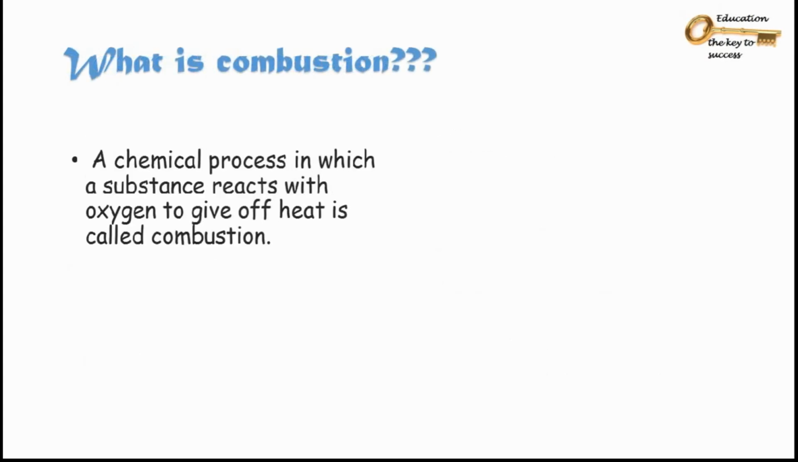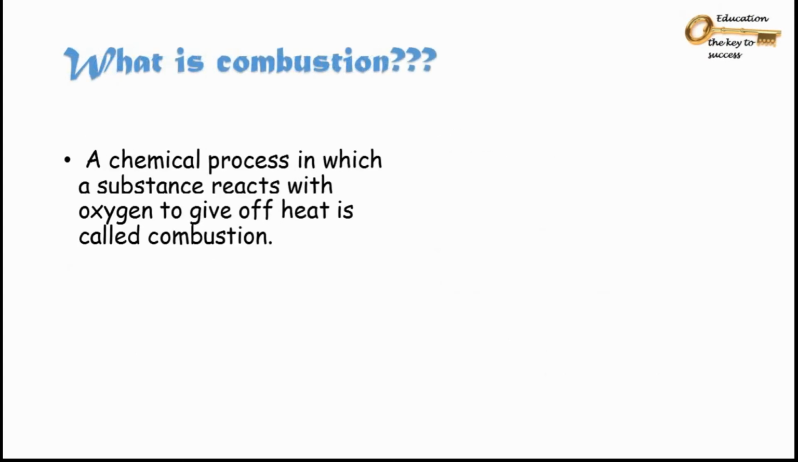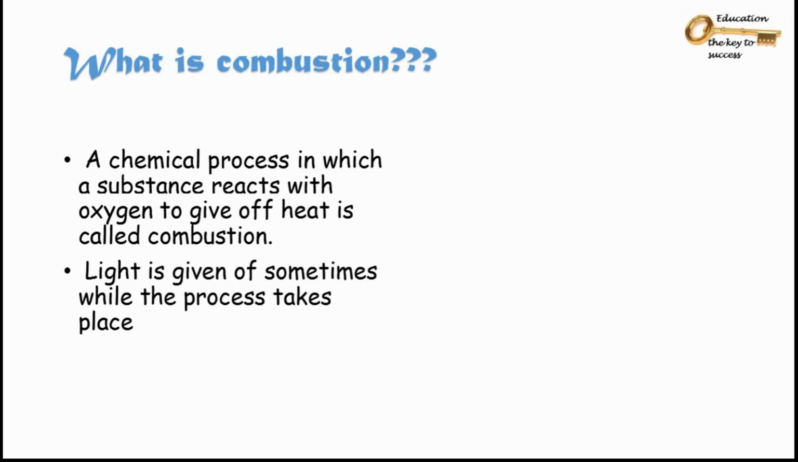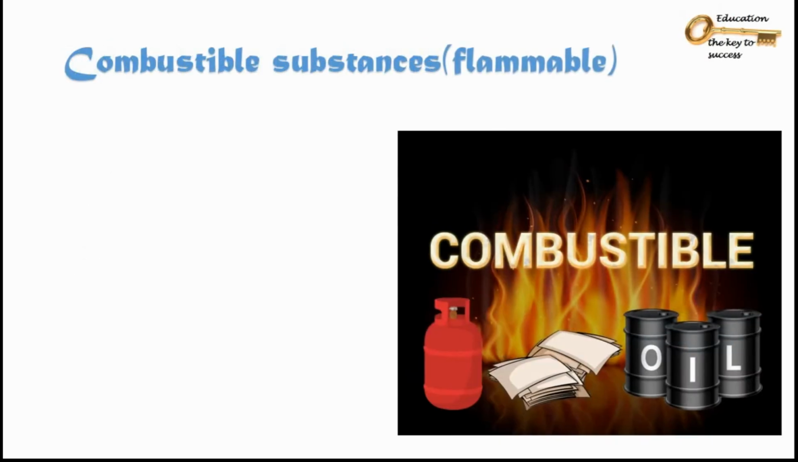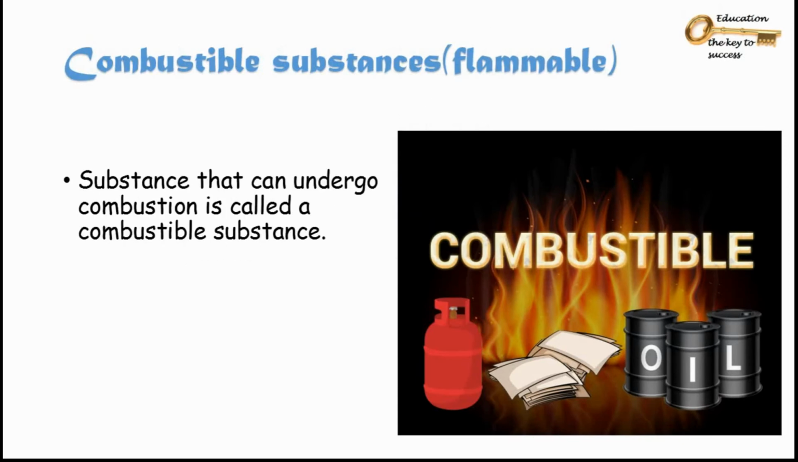What is combustion? A chemical process in which a substance reacts with oxygen to give off heat and energy is called combustion. In many cases, light also is given out when the process takes place. Combustible substances, that is, flammable or inflammable substances. Some of the examples being fuel, solid and liquid and gas.